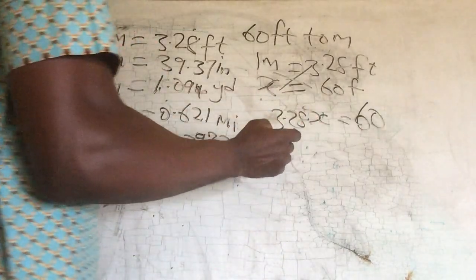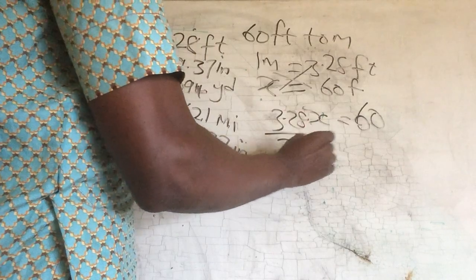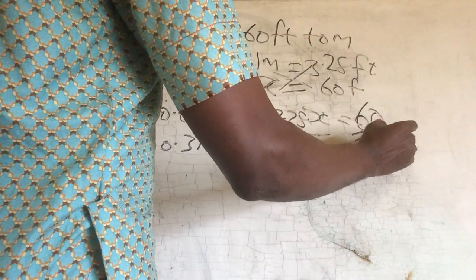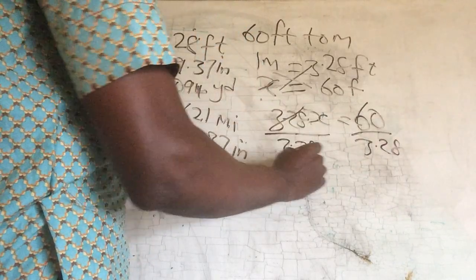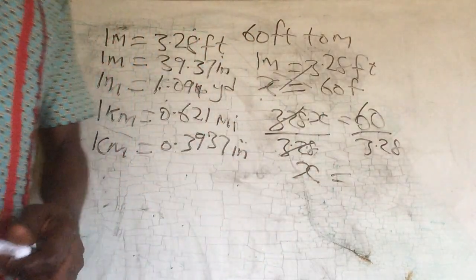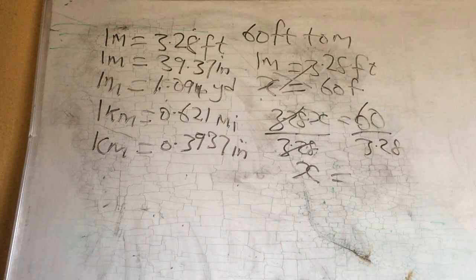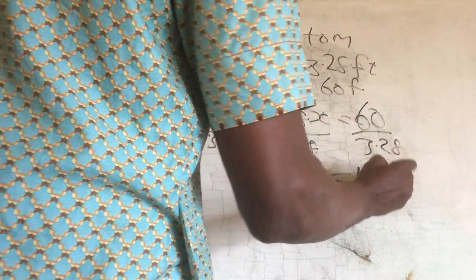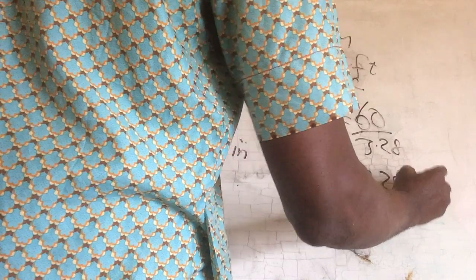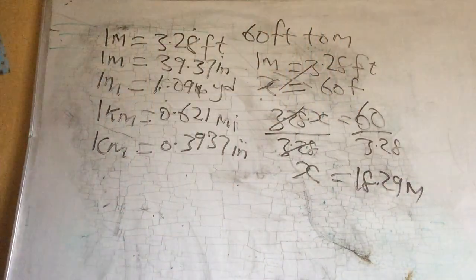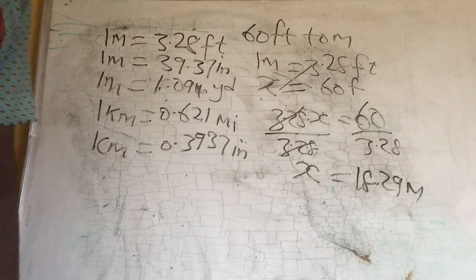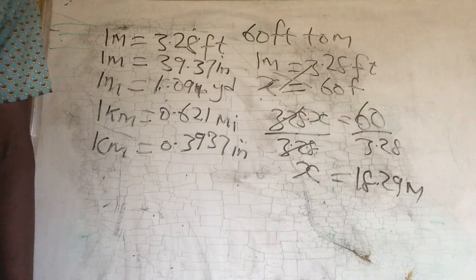So making x subject of formula, you divide both sides by 3.28. 3.28 cancel each other, you have only x, which when you divide this 60 by 3.28, it will give you 18.29 approximately meter. So with others, it's still the same thing. No matter what they say you should convert, you do it in that way.